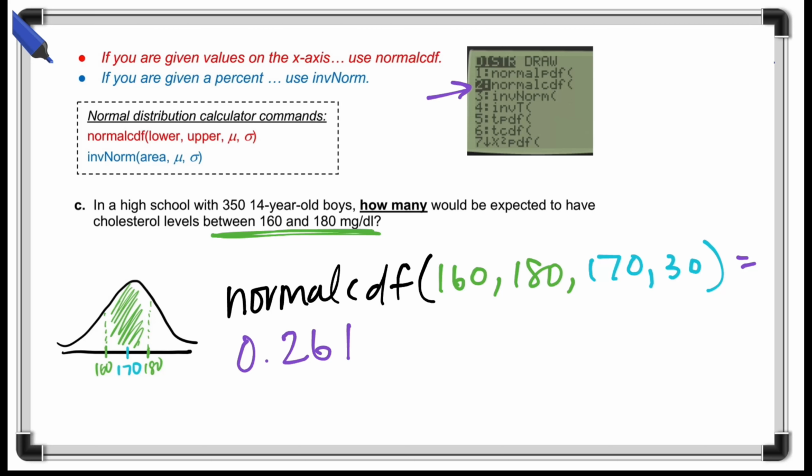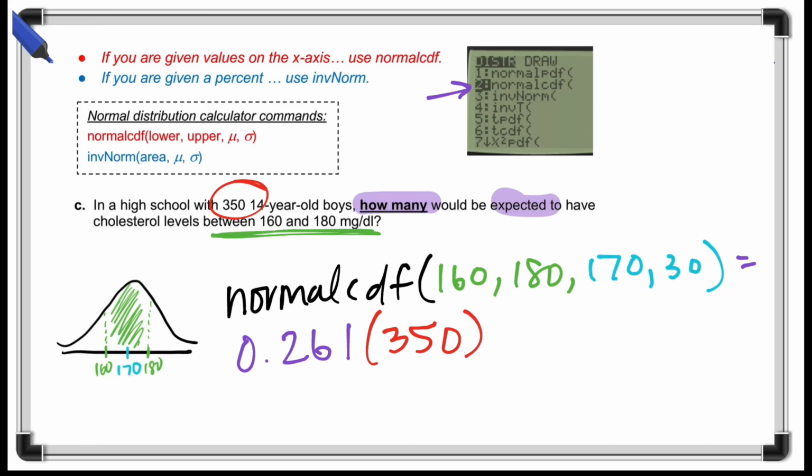Now, as you type this in, you're going to get 0.261. But again, looking at your problem carefully, you're asking how many. Now, this question is giving you that number, which is, again, like a probability. So because you are expecting to be able to figure out how many are going to be between 160 and 180, you are going to take this probability that you just found, and multiply it by the number of boys that we are looking at.